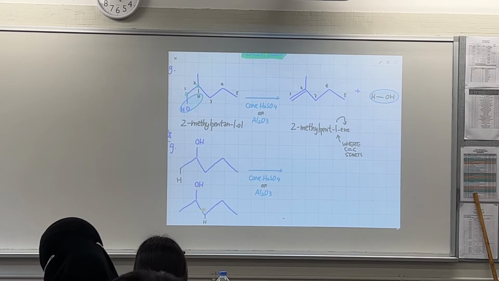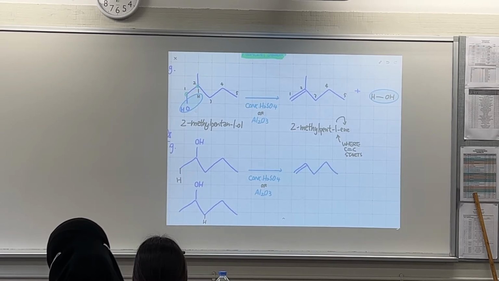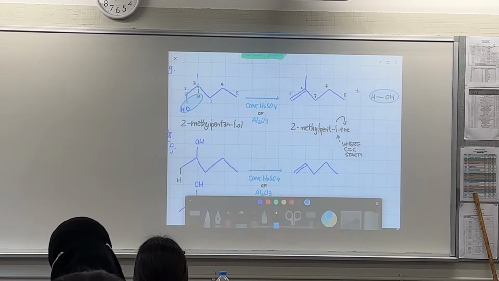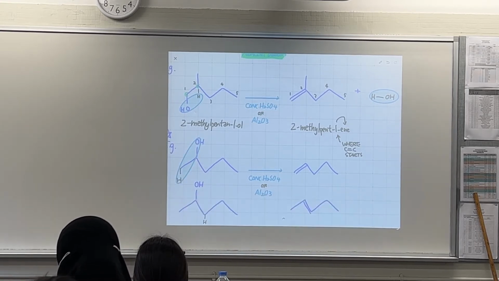You can also remove H and OH from these two carbons. So you can therefore get two compounds from it. This is the first compound, and this is the second compound, depending on whether water is eliminated from this position or from this position. But how come there should be three answers then?